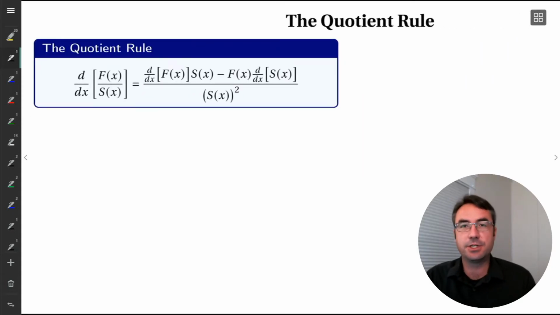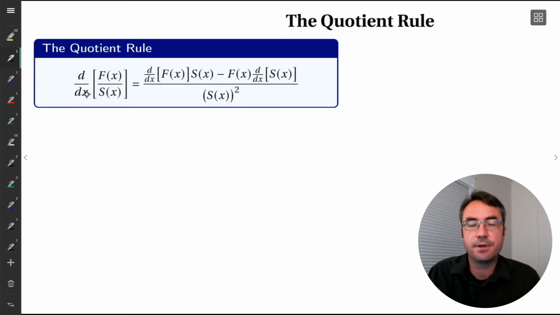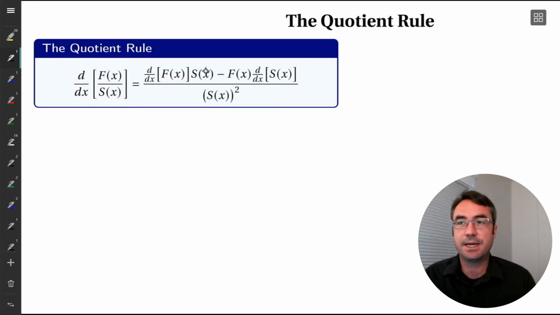How do we actually differentiate the quotient of two functions? So let's read through what the quotient rule is. It says the derivative of the quotient capital F of x divided by capital S of x. So we have the quotient here of two functions and we want to do the derivative. Well, how we actually calculate it is with this formula. So it's the derivative of the top function times the bottom function, minus the top function times the derivative of that bottom function, all over the bottom function squared.